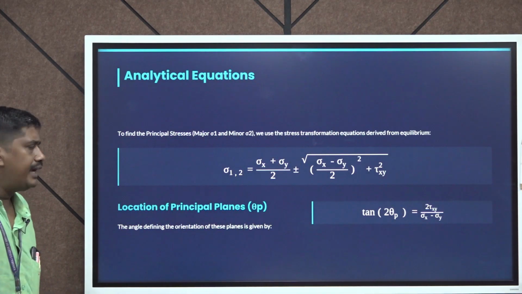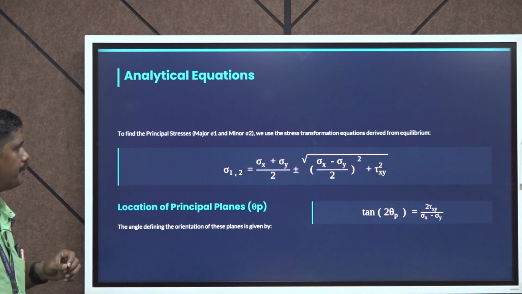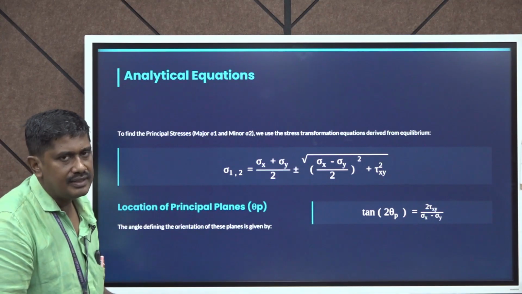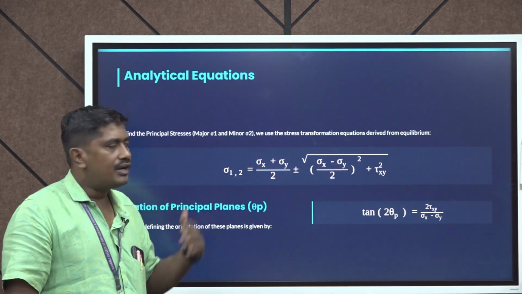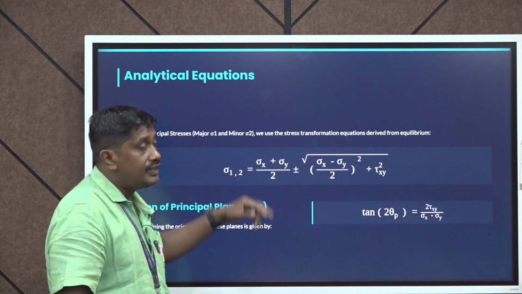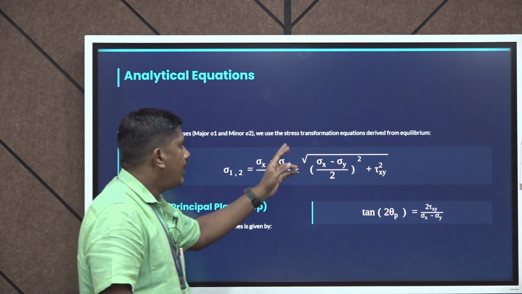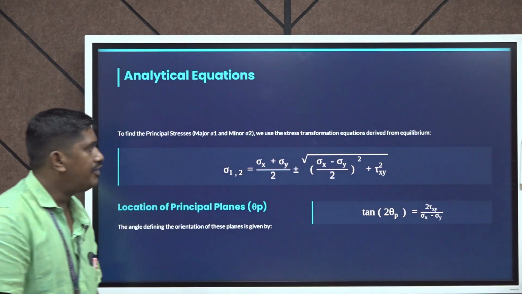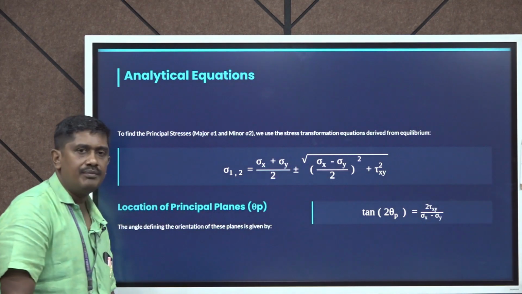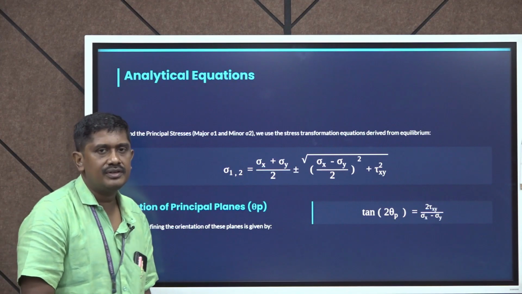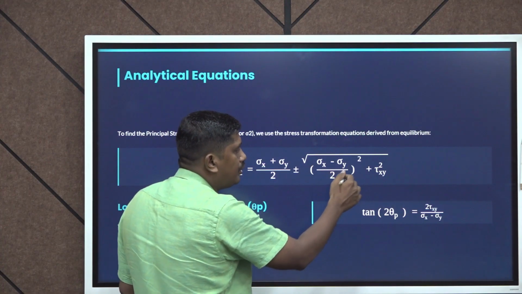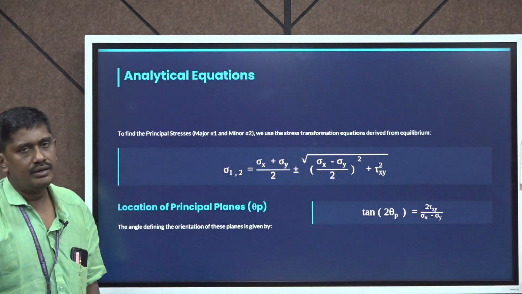In the problem, to find the principal stress, the major axis and minor axis can be derived, which are nothing but sigma 1 and sigma 2. Along the x we call it the major axis, and along the y we call it the minor axis, which is called sigma 2. It is a two-dimensional load that can be applied. The stress transformation equation derived from the equilibrium state is sigma 1 and 2 equals sigma x plus sigma y over 2, where sigma x is the stress along the x direction and sigma y along the y direction, plus or minus the whole root of sigma x minus sigma y by 2 the whole squared plus tau xy squared.